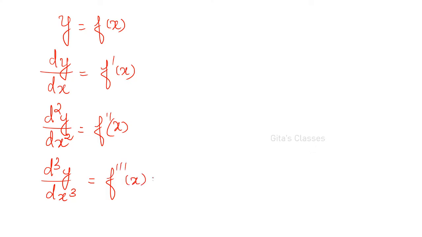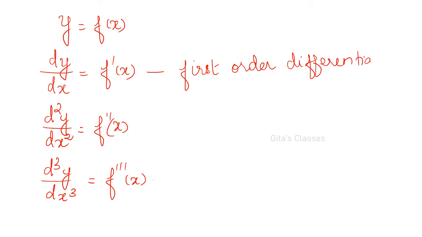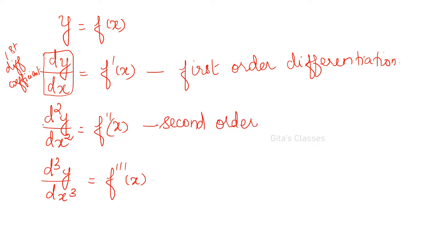Now y is equal to f of x is the given function. Here x is the independent variable and y is the dependent variable. So dy by dx is f dash of x. This is the first time I am differentiating, so it is called first order differentiation, or dy by dx is called the first order differential coefficient. Similarly, what about the second one? The second time I am differentiating, so it is second order differentiation, and this is called the second order differential coefficient.